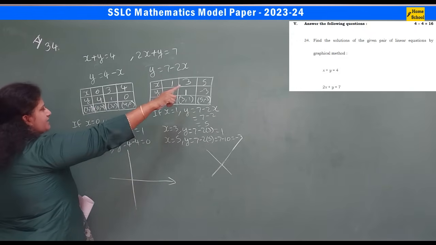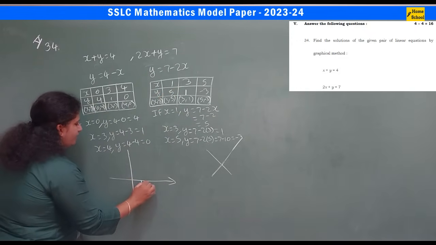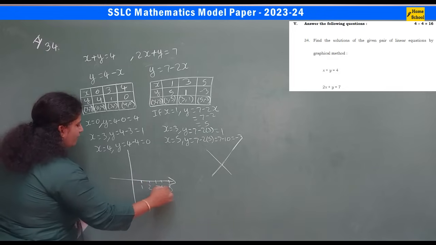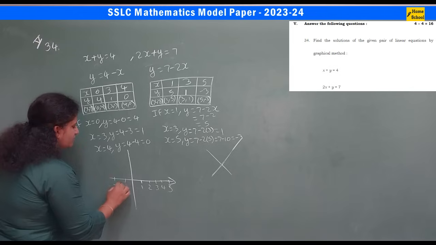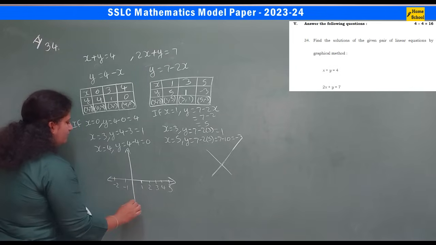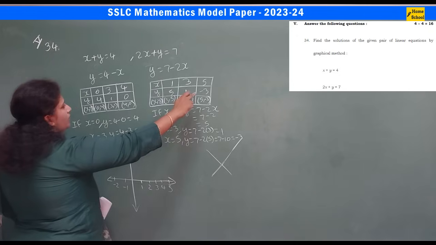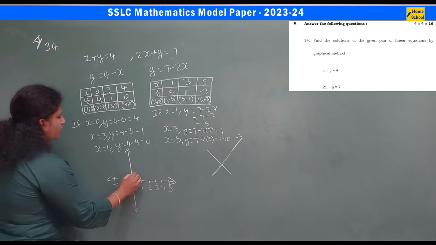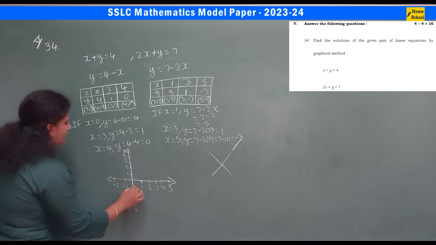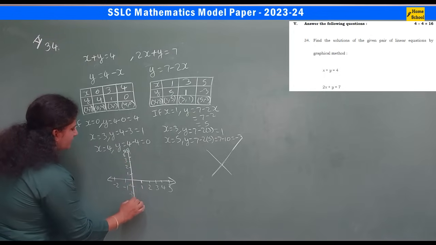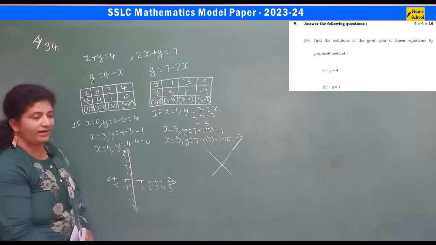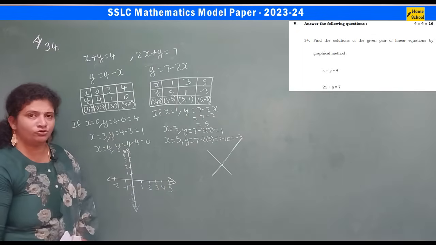Observe the x scale, I think it is only 1, 2, 3, 4, 5, and this side the negative scale, right? And the y value up to minus 3 you want. Okay, 1, 2, 3, 4, 5 and here minus 1, minus 2, minus 3, minus 4. And don't forget to write the scale here, children, you need to write.